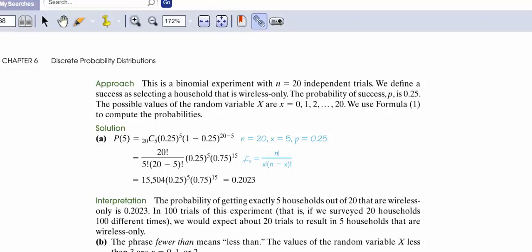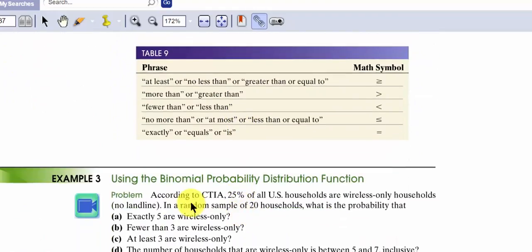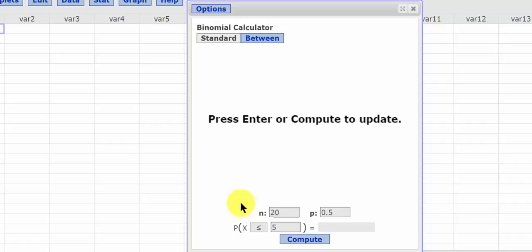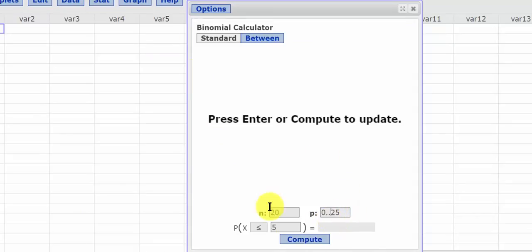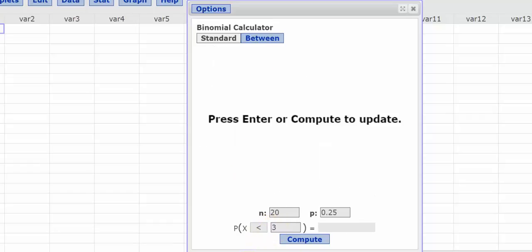Right, going back to page 337, example 3. Yeah, a sample of 20 households. Okay, so I'm going to make N 20. And I think it was a 25% chance, right? 0.25. Let's just double check that. Yeah, 25% of all US households were wireless. So there's my 25%. And we wanted to test the probability that X would be less than 3.